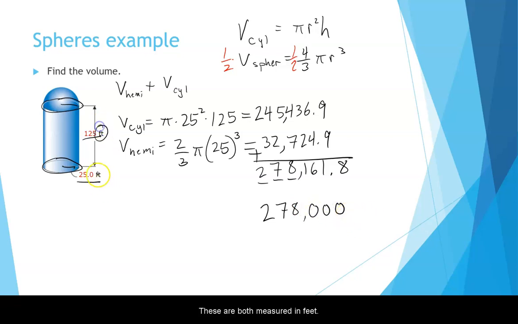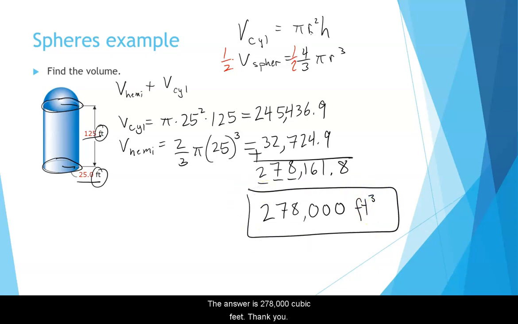Well, these are both measured in feet, and it's volume. Notice that in all of these volume computations, we have 3 measurements multiplied together. In the cylinder, we have radius times the radius times the height. So feet times feet times feet, that's feet cubed. Here with the sphere, we have the radius cubed. So that's 3 radii multiplied together. This means that our unit is also going to be cubed. The answer is 278,000 cubic feet.